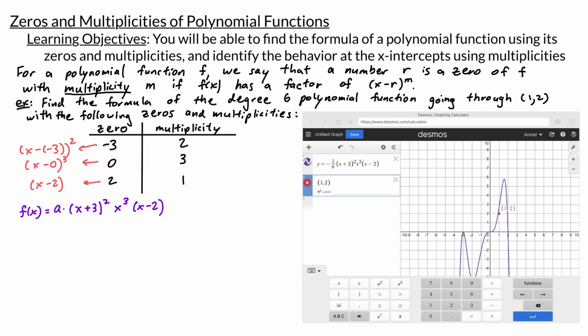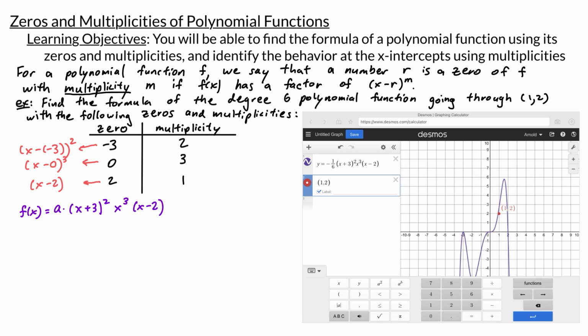We see that with our current vertical scale of -1/6, our graph gets really close to the point (1, -2), but doesn't quite pass through it. Let's set up the equation that will allow us to solve for the exact vertical scale.